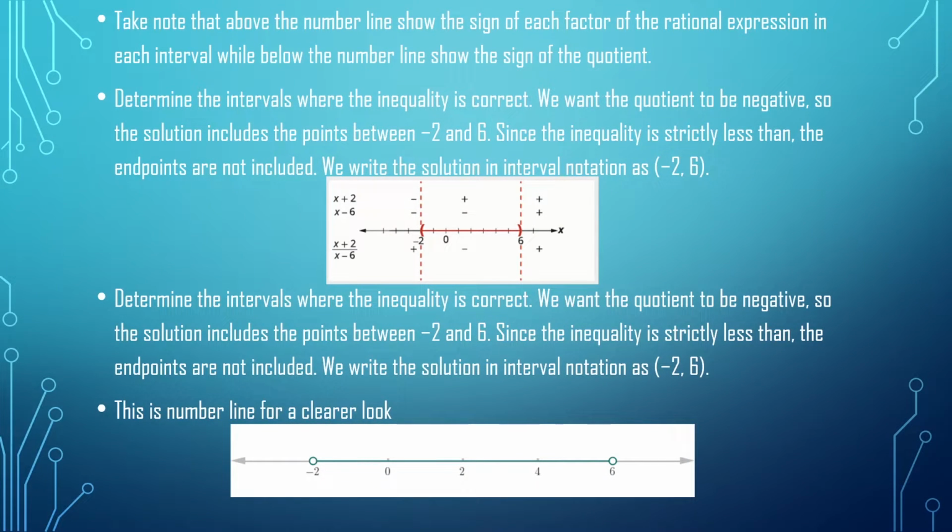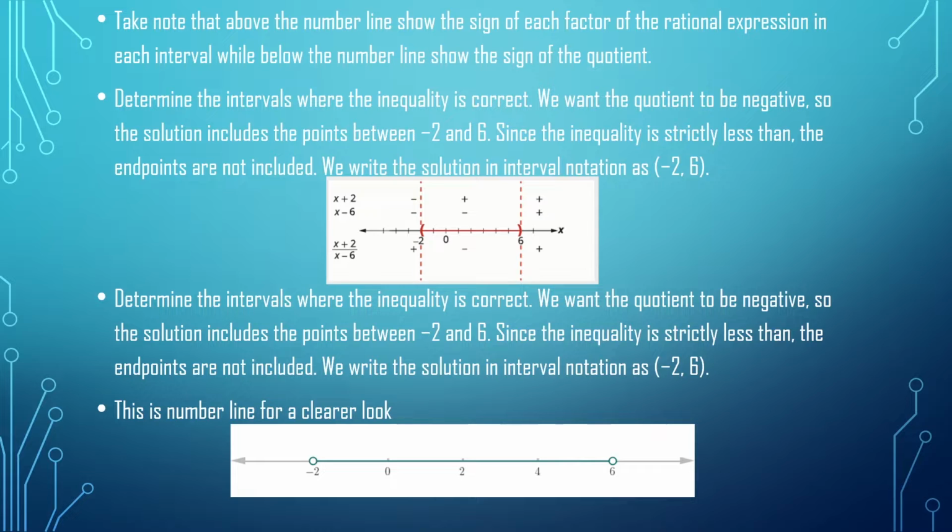Take note that above the number line, we show the sign of each factor of the rational expression in each interval, while below the number line, we show the sign of the quotient. Determine the intervals where the inequality is correct. We want the quotient to be negative, so the solution includes the points between -2 and 6. Since the inequality is strictly less than, the endpoints are not included. We write the solution in interval notation as (-2, 6). This is the number line for a clearer look.